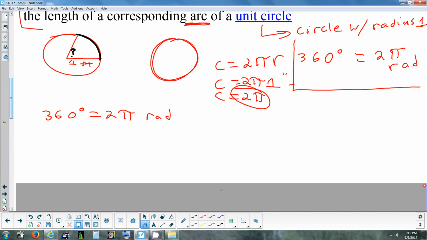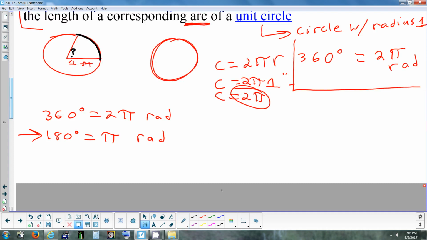Can anybody tell me what I could divide both sides by to make the numbers a little smaller, but still equivalent to what I have there? Yeah, I could divide each side by 2 and say that in 180 degrees, there's pi radians.